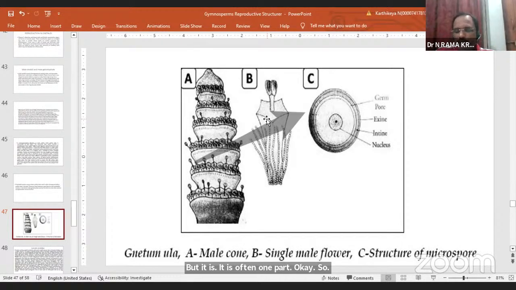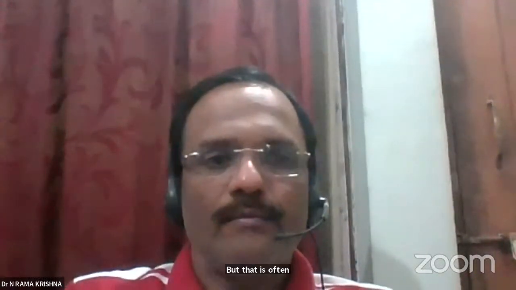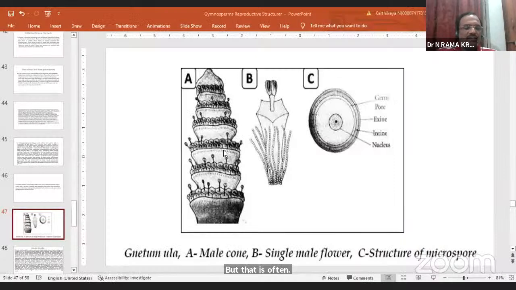In the main strobilus, these bracts are fused along their margins and form cup-shaped structures. Here you see the bracts. There are 10 to 25 collars, 1, 2, 3, 4, 5, like that. In each collar, several male flowers are arranged. See now here, male flowers are arranged.